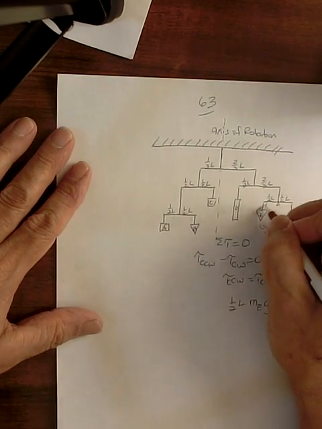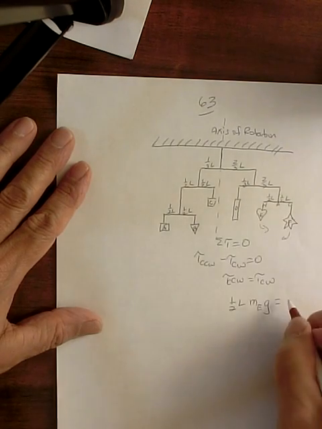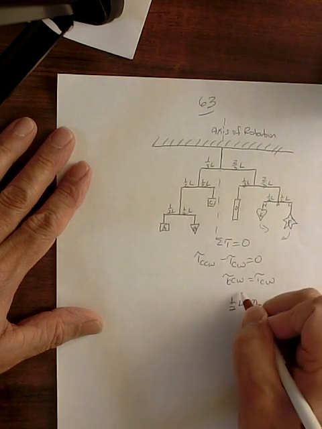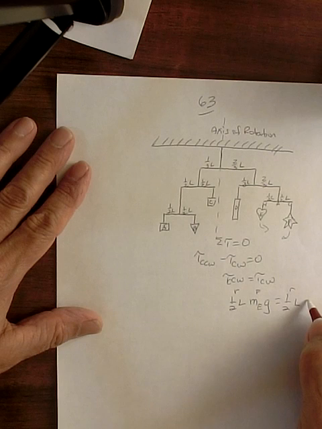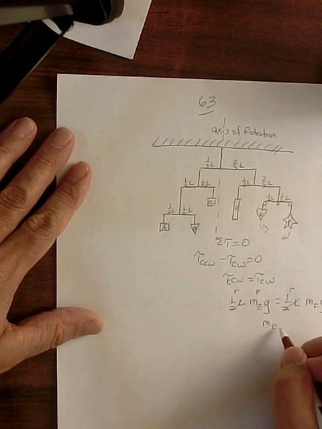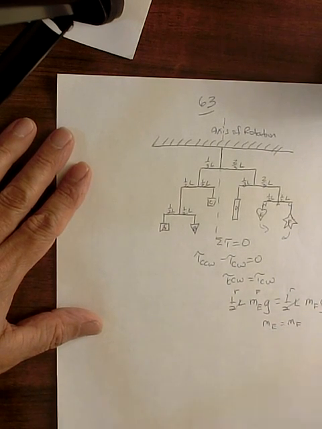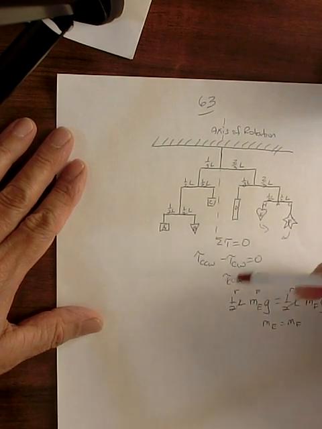The angles are all right angles for every one of these. The clockwise torque is going to be the distance R, which is 1/2 L, times the gravitational force of mass F. Notice that the g's divide out and the 1/2 L's divide out, and that just tells me that the mass of E is equal to the mass of F, which you could have guessed without having to go through all this long analysis.